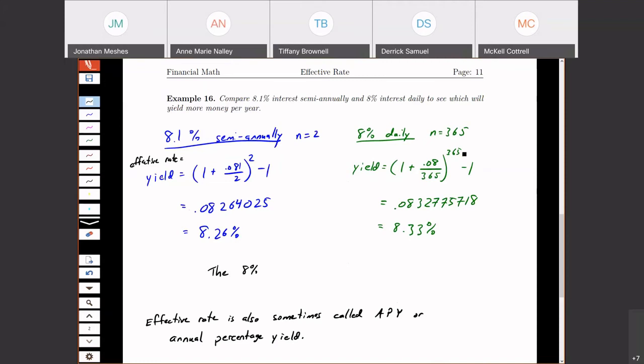And that's because one of them is the annual interest rate. And then the other one is, well, what is that actually going to get me per year, right? So if I look at this 8% daily, the annual rate is 8%, but it's actually going to net me 8.33% every year because of the compounding. Okay, so the 8% daily is more interest.